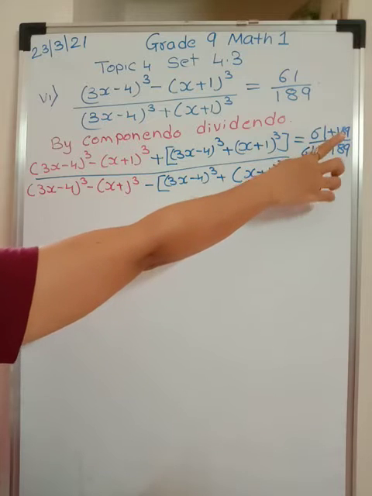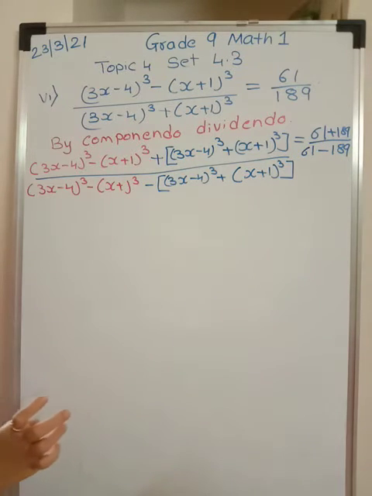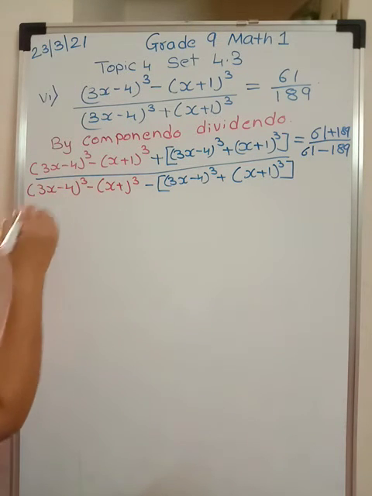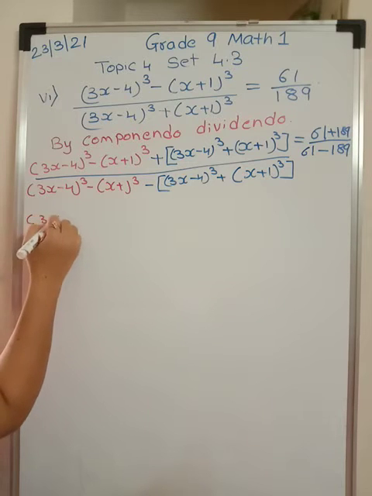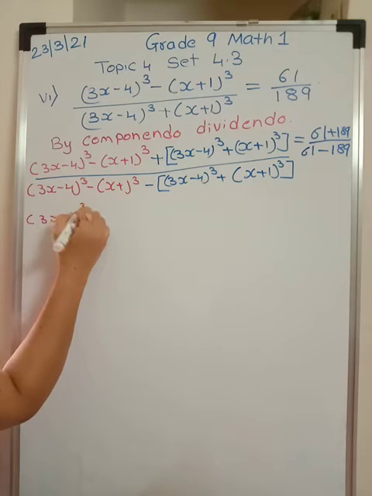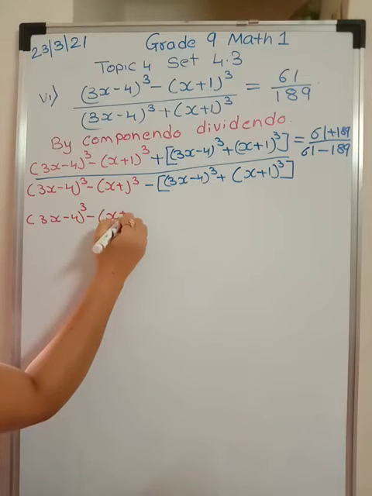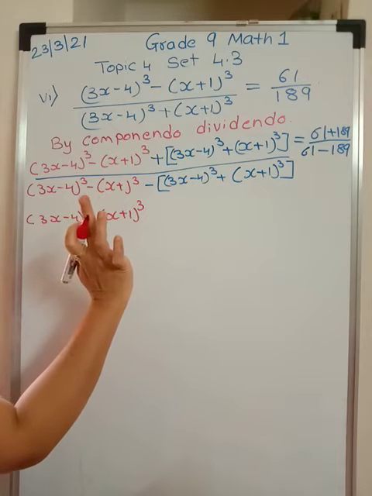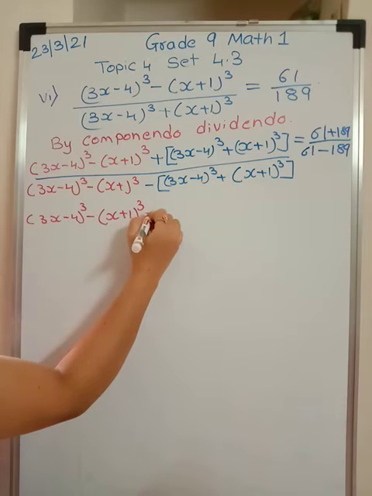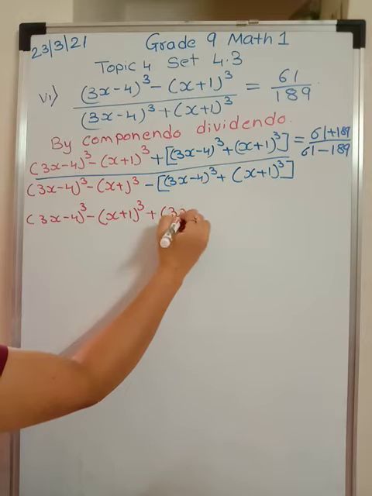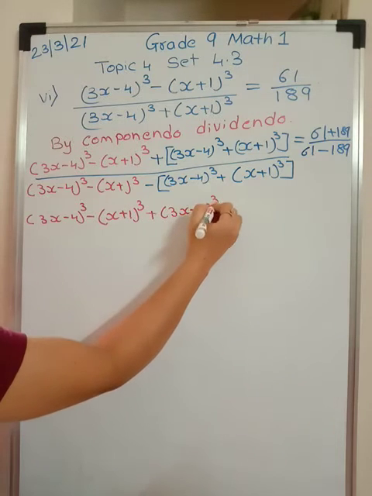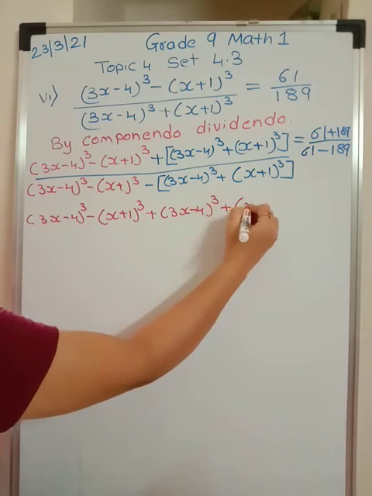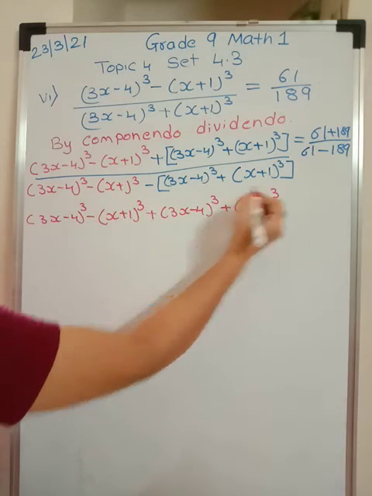Same, 61 plus 189 upon 61 minus 189. Okay. Now let us open the brackets and see what is going to happen. After opening the brackets, I am using the same color everywhere. Just check. I will have 3x minus 4 the whole cube as it is, minus x plus 1 the whole cube. Because of the plus sign, nothing will be changed, so signs will remain the same. So you will have plus 3x minus 4 the whole cube, again plus x plus 1 the whole cube.